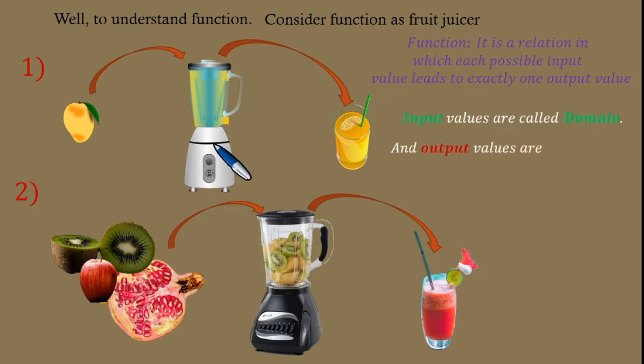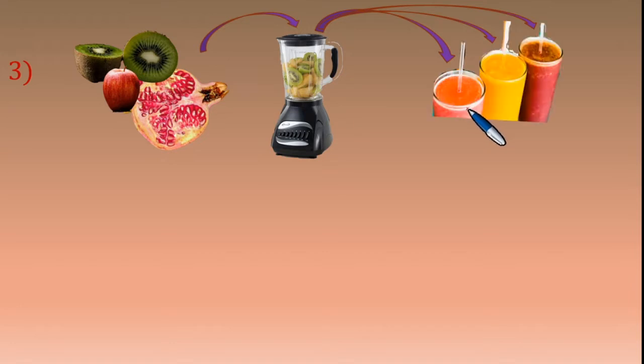Let me proceed to another example. Example 3. So here I am taking three different inputs which I am giving to the juicer. But here the juicer is producing more than three outputs, three inputs and three outputs. Is it possible? Yes, you are right. It is not possible in normal machines.